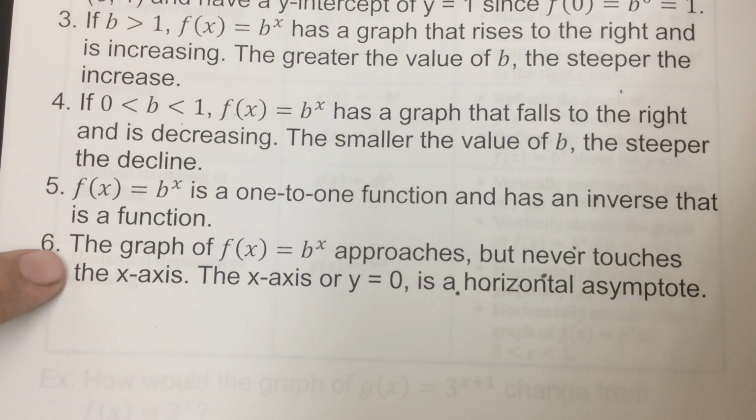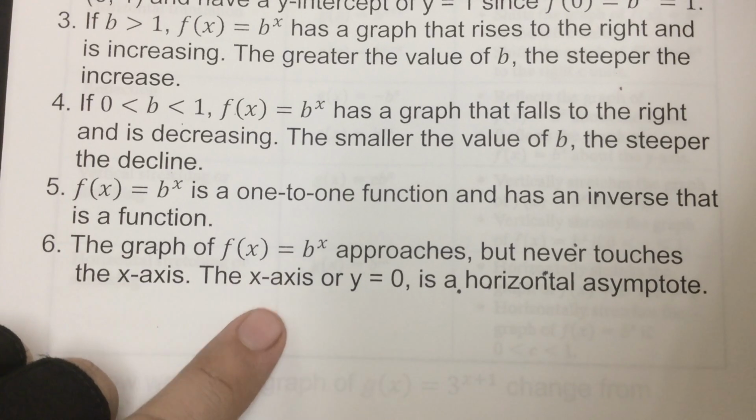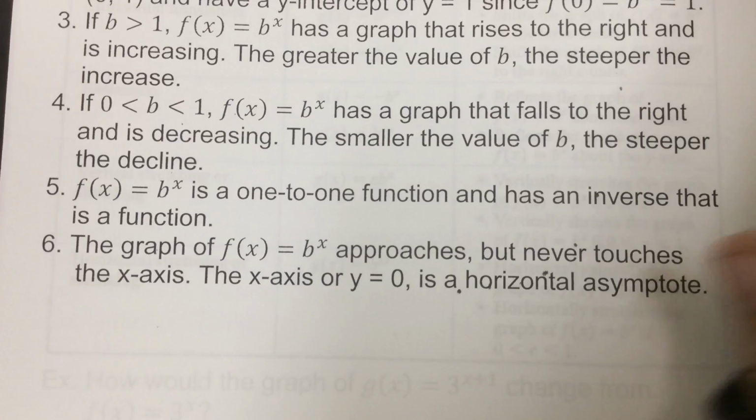And then the graph will approach, but will never touch the x-axis. So we're going to have a horizontal asymptote at y equals 0. So we'll go along it, never actually touch it though.